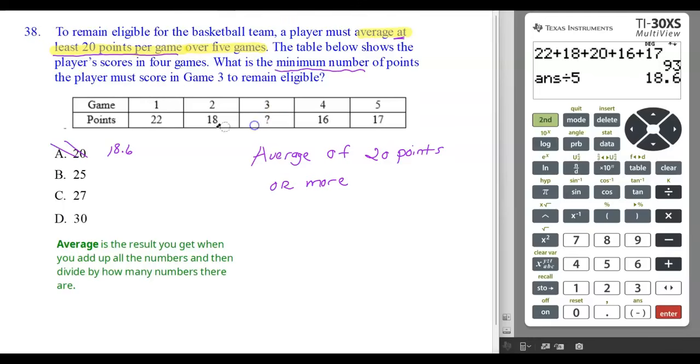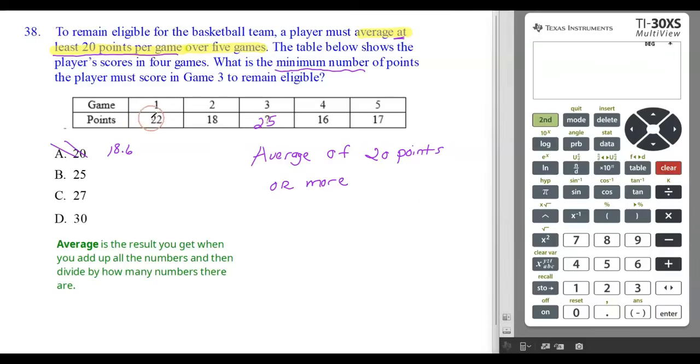We'll erase this. And now let's say he scores 25 points in game 3. If he scores 25 points in game 3, will his average be 20 points or more? So we'll do the same process, clear this out, add these up, and divide by 5. So 22 plus 18 plus, now it's 25 instead of 20, 16 plus 17. Divide by the number of games.